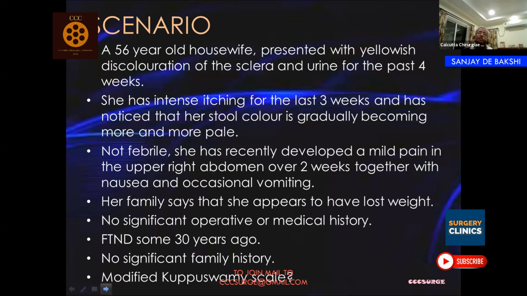So we have a 56-year-old housewife who presented with yellowish discoloration of the sclera and urine for the past 4 weeks. She has had intense itching for the last 3 weeks and has noticed that her stool color is gradually becoming more and more pale. She's not febrile. She has recently developed a mild pain in the right upper abdomen over 2 weeks, together with nausea and occasional vomiting.